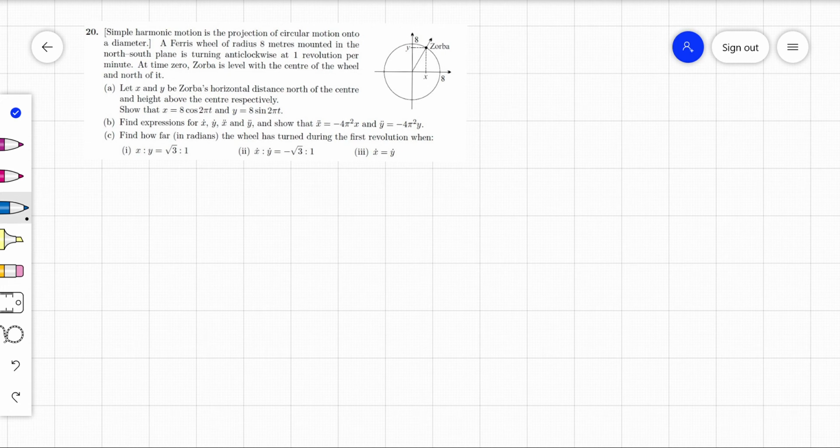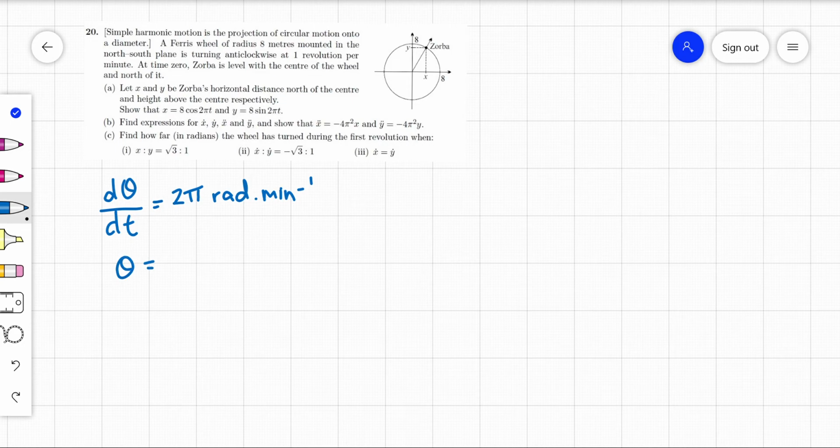So we're told that this has a radius of 8 and it turns at 1 revolution per minute. So it changes its angle at a rate of 1 revolution. That's 360 degrees or 2 pi in radians, so 2 pi radians per minute. So that's its rate.